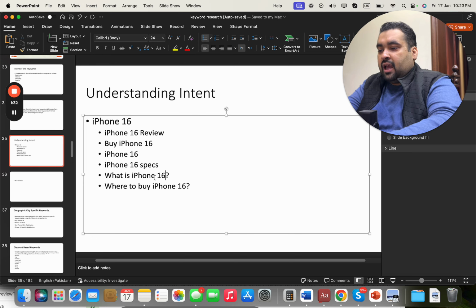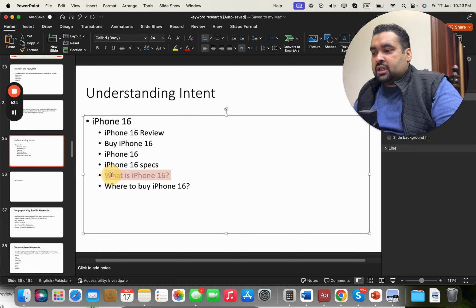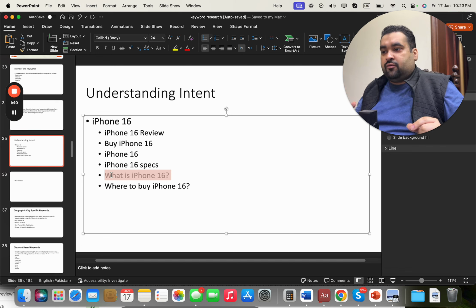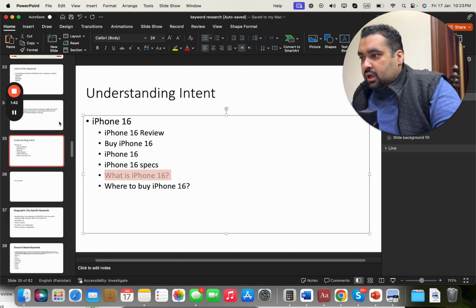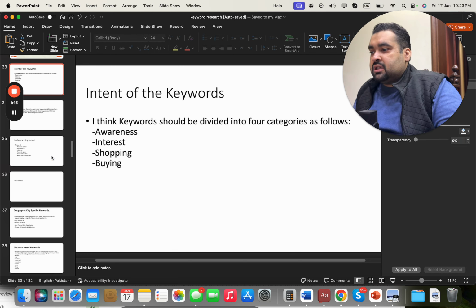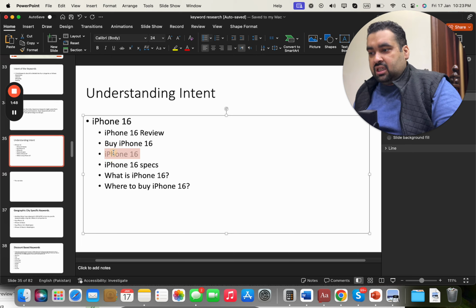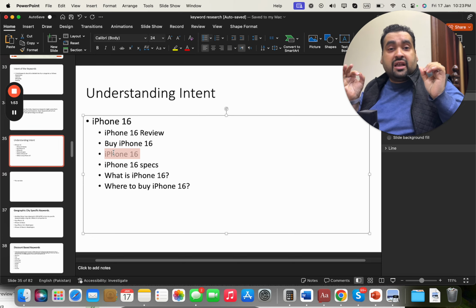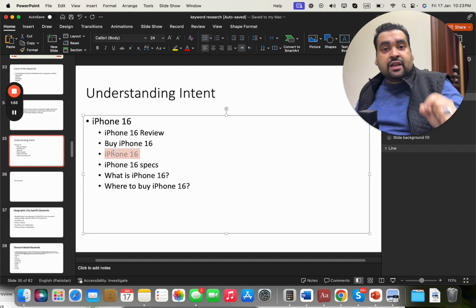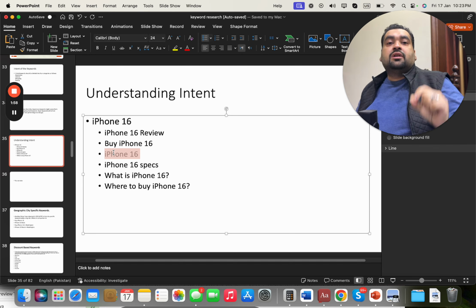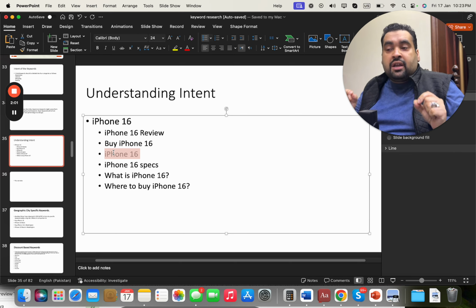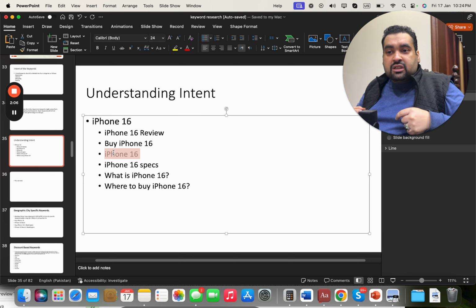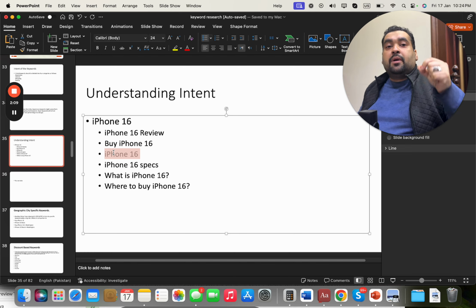Now you may be surprised to see that what is iPhone 16 is an awareness keyword because the end user wants to know what is iPhone. Or if I do look around on the interest, the iPhone 16 may be an interest keyword and they may have a lot of searches, but that does not necessarily mean that people will actually buy iPhone when they are searching for that query. So now it is very important to understand the intent, what's going on in the user's mind when they are searching a particular query.